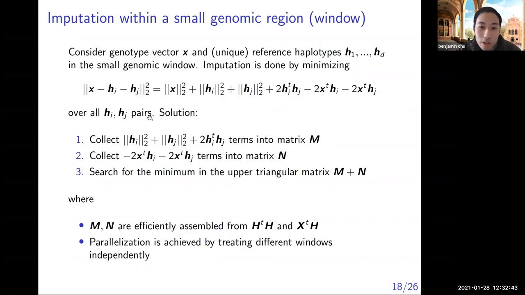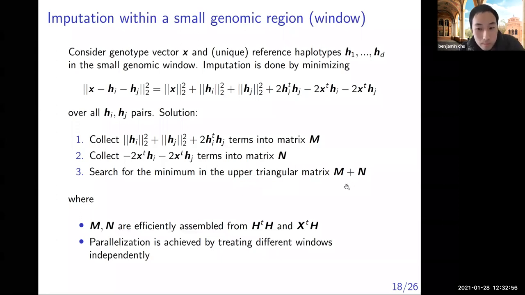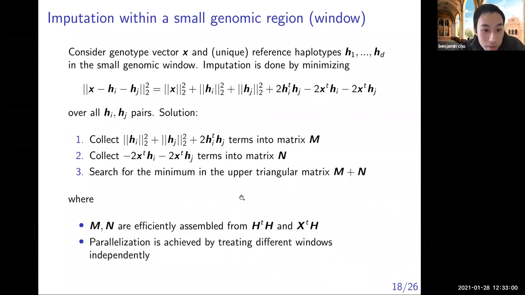Once we have these two matrices, you ignore this term because it doesn't have anything to do with optimization. So if you want to know what IJ is, you find the minimum entry of this upper triangular matrix. And right off the bat, let me just say that actually computing these two matrices is really fast because internally we can call these BLAS libraries. It's actually this third step that's the computational bottleneck of our method.